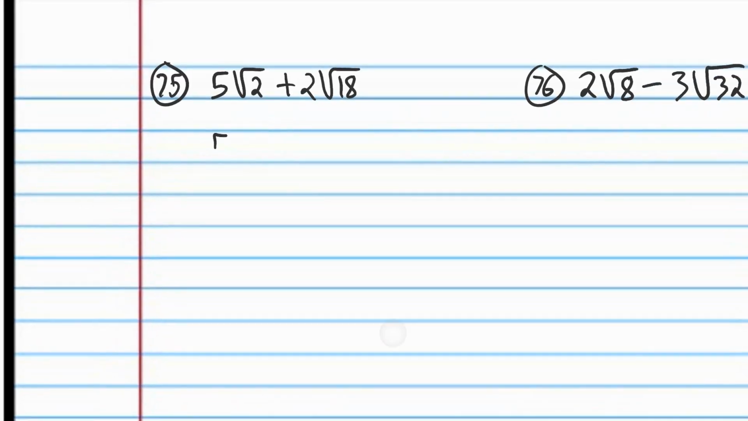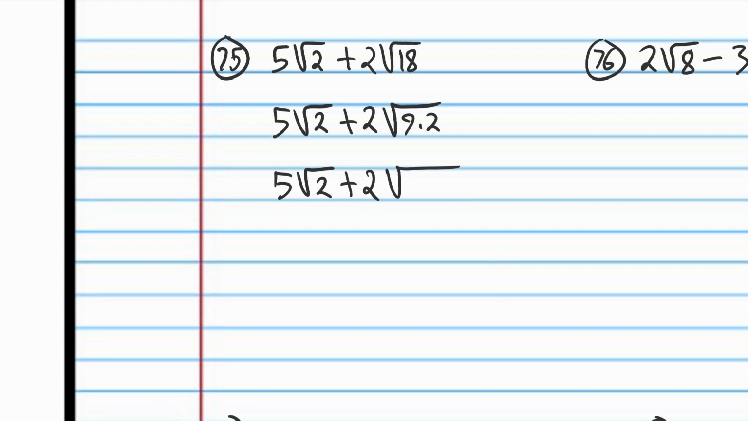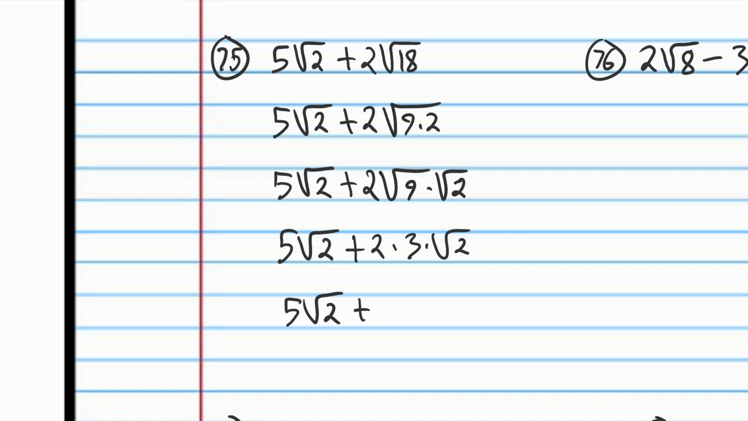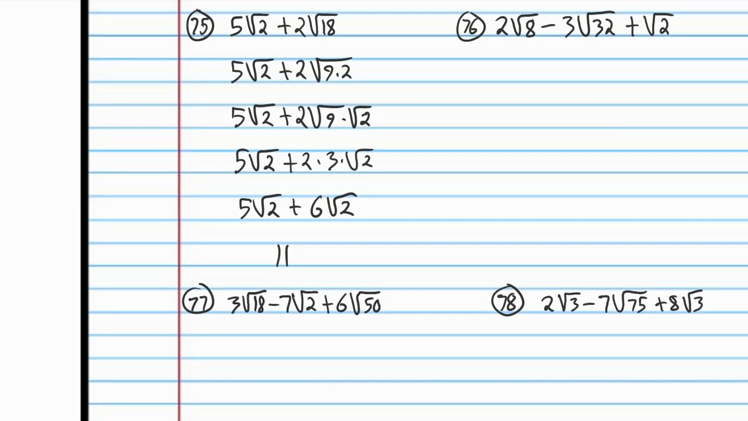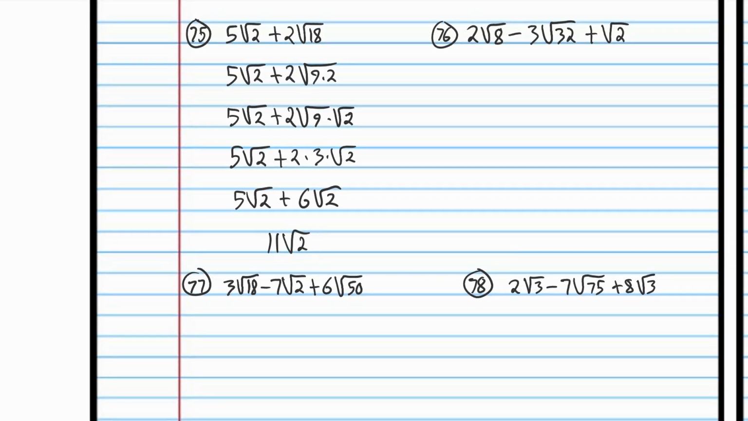All right, we're back. Again, you can factor 18 to 6 times 2, but there's no perfect squares. 6 and 3 are not perfect squares. All right, then we end up with 5 root 2 and 2 times 3 times root 2. And 2 times 3 is 6. And so now we have root 2 terms. So 5 plus 6 is 11. We get 11 root 2. So if you got 11 root 2, good job. So now why don't you try number 76, and when you come back, we'll do it together.